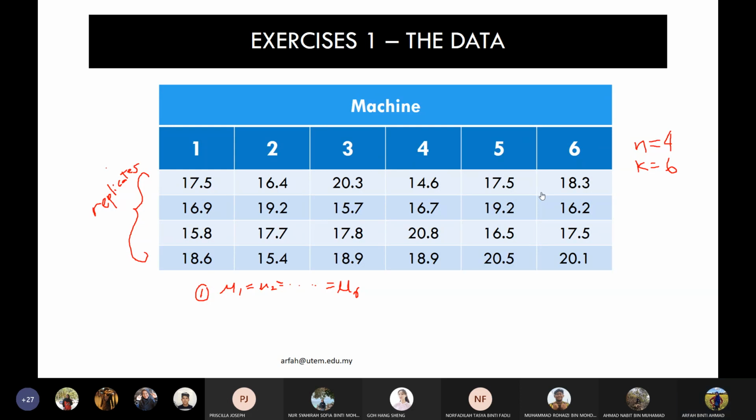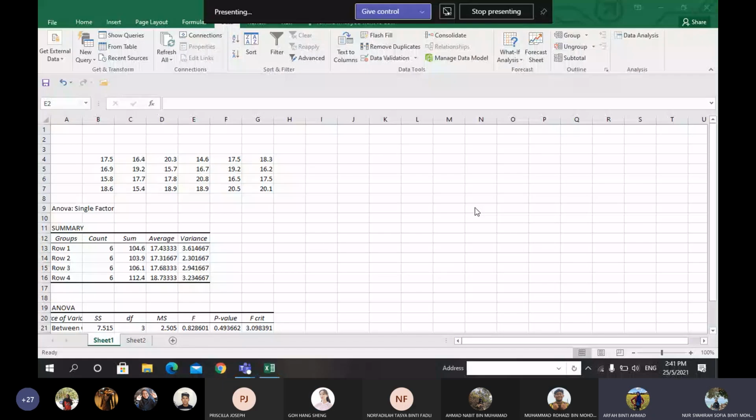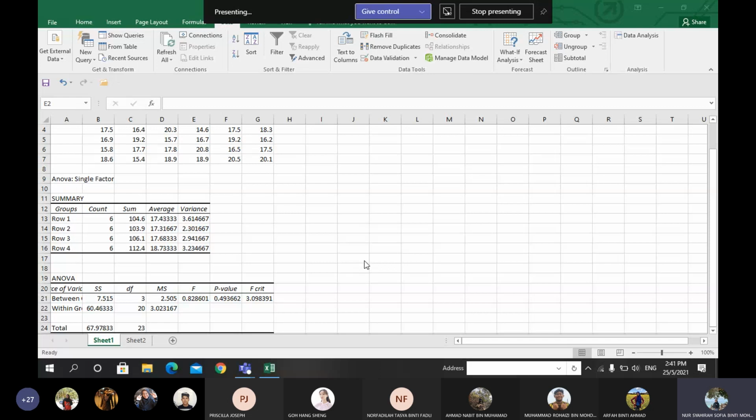Done? Okay, Yaya, share screen. Nampak tak? Tak. Sekejap. Okay, nampak. Ni. Dah ke? Dah, tapi salah. Apa yang salah? Ya. By column ke doktor? By column. Oh, sebab by color.